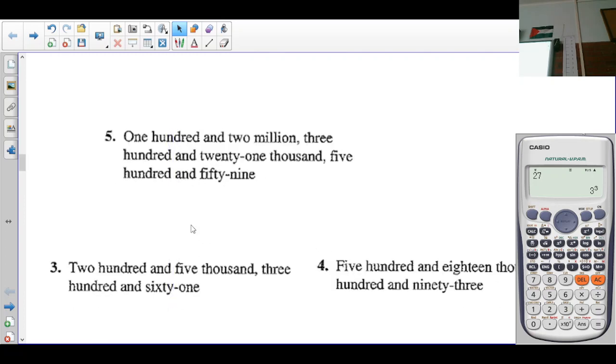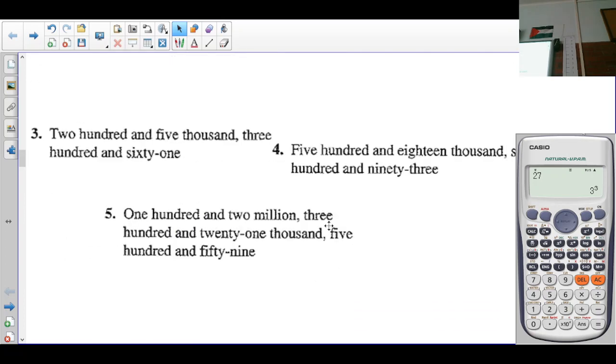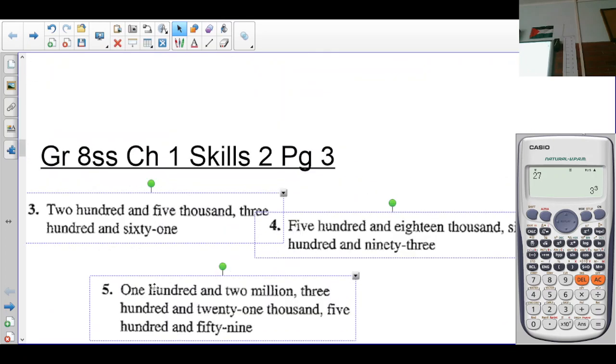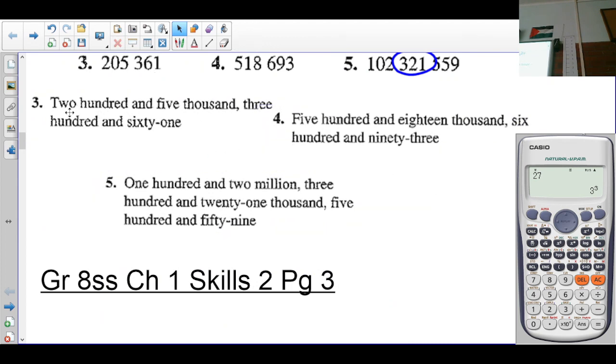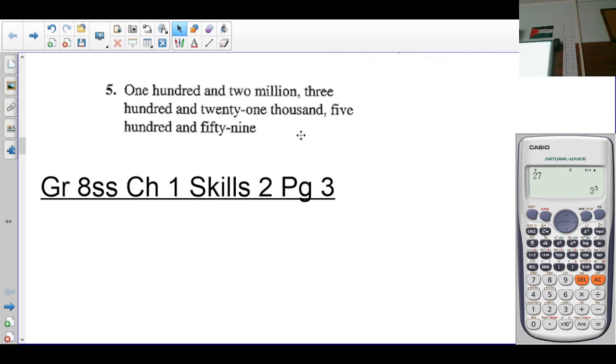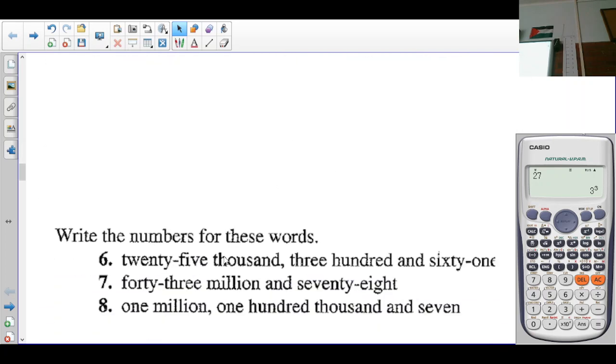And these are the solutions. 205,361. That one is 508,693. The last one is 102,321,515. You all okay with that? See any confusion? If you're confused, you just stop me and I'll explain to you, okay? Again, okay? Let's carry on.